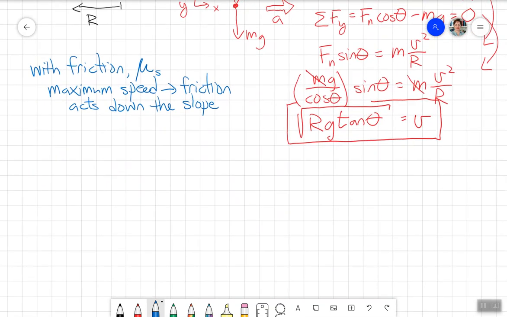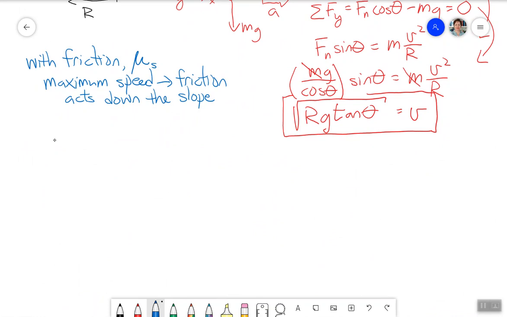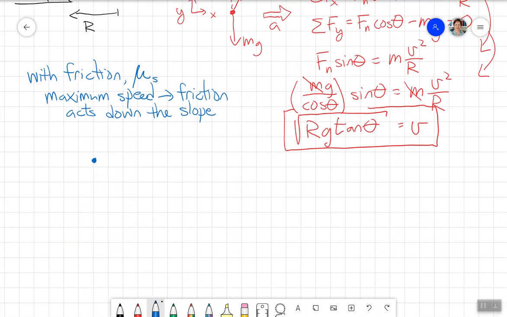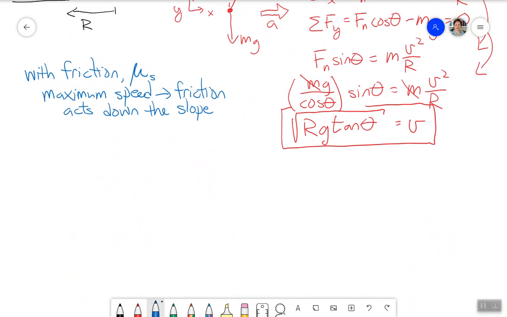So for friction acting down the slope, we'll do our same free body diagram that we did above. Let's move the normal force over here. The normal force went away from the roadbed, and now friction goes down the slope to keep you from sliding outward, and mg is downward, and still we have this centripetal acceleration inward.